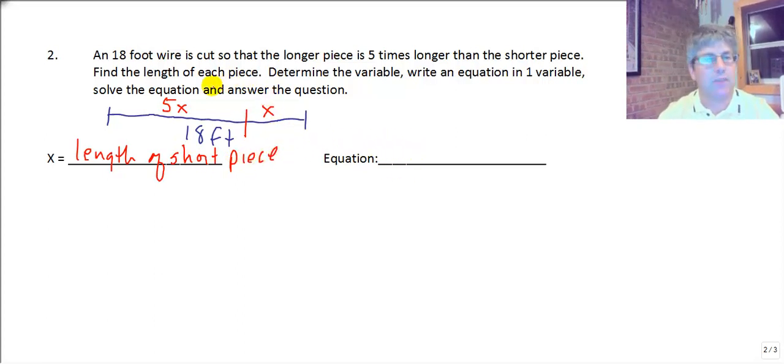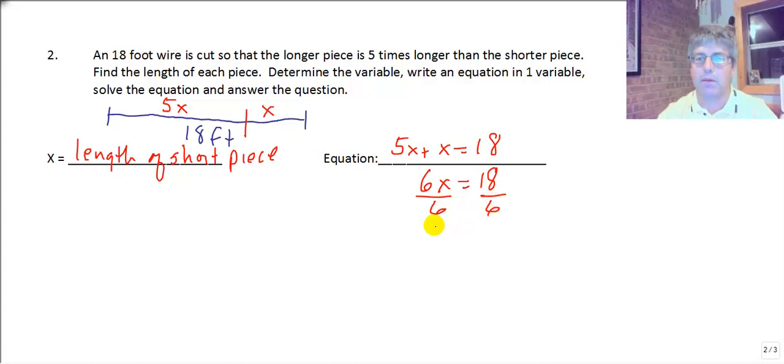In my equation, it's kind of sitting right here in front of me. Don't I know that 5x plus 1x equals 18? So my equation, 5x plus x equals 18, or 6x equals 18. Well, you guys can eyeball this answer. You know that x is equal to 3.